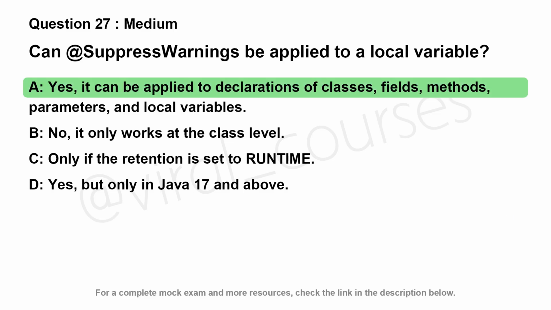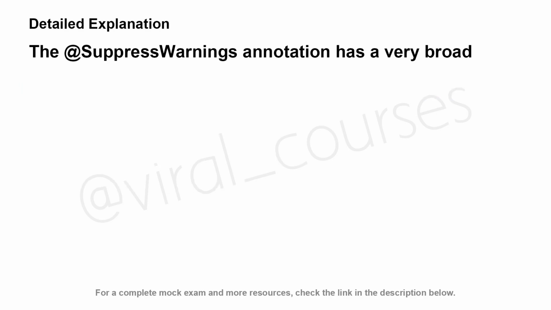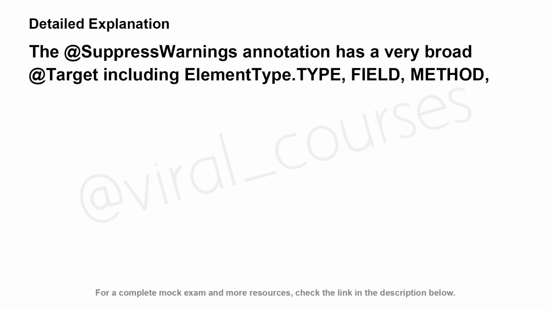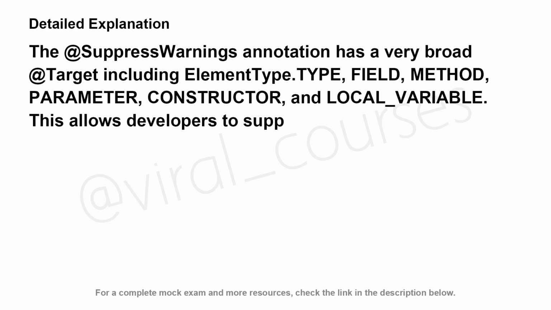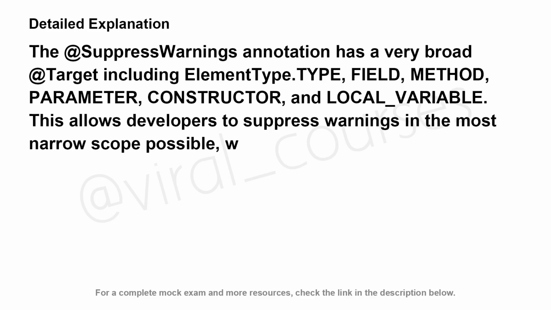The correct answer is A. The SuppressWarnings annotation has a very broad target including ElementType.TYPE, FIELD, METHOD, PARAMETER, CONSTRUCTOR, and LOCAL_VARIABLE. This allows developers to suppress warnings in the most narrow scope possible, which is a best practice.